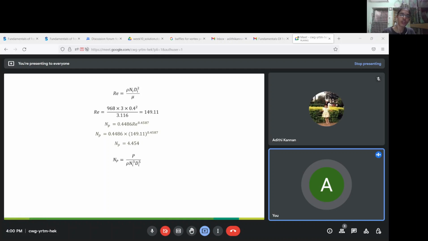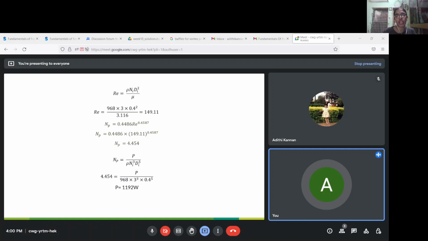So from power number, you can always relate it back to your power requirement and your operating variables. So NP is equal to P, which is your power requirement, divided by rho Ni cube di to the power 5. Rho is density, Ni is the speed of the impeller, di is the diameter of the impeller. So 4.454 equals P divided by 968 kg per meter cube, 3 RPS cubed, and 0.4 meters raised to 5. So this will give you a power of 1192 watts.